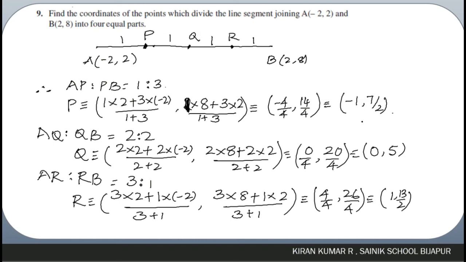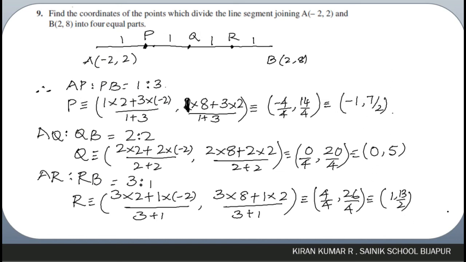Hence the coordinate of point P is negative 1, comma 7 by 2. Coordinate of point Q will be 0, comma 5, and the coordinate of R will be 1, 13 by 2, which divide the line segment AB into 4 equal parts.